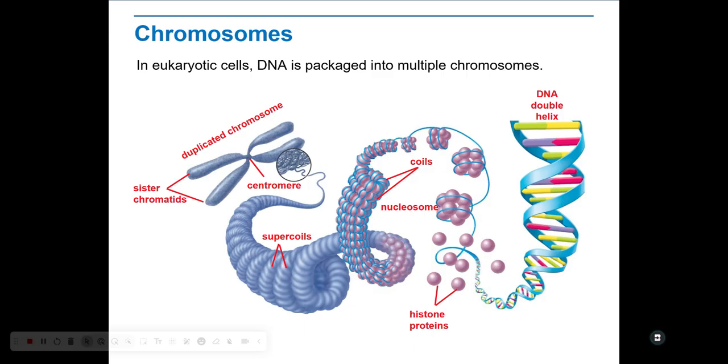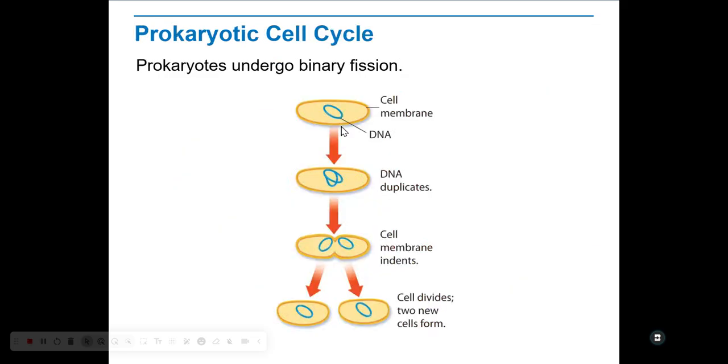Organization and packaging within chromosomes, specifically in eukaryotes, is really important when we're talking about cell division and taking genetic information, the codes, the instructions for the genes, and moving them from one cell to the new cells. When we make a duplicate, we're going to be making some new cells. Let's take a look and see what that looks like.